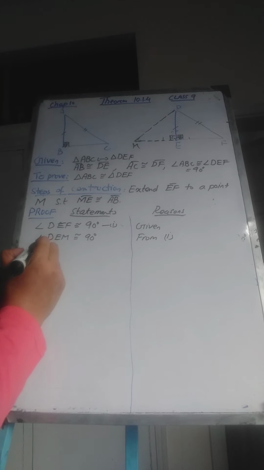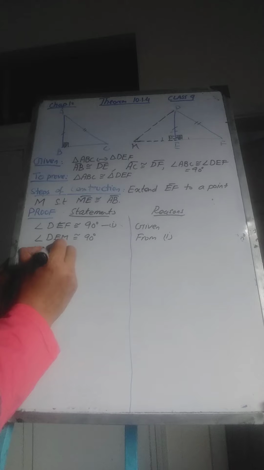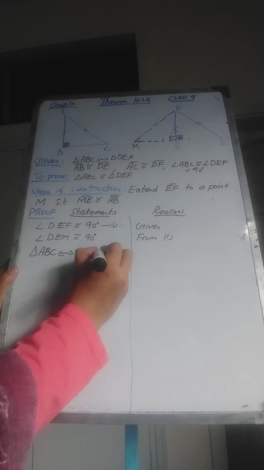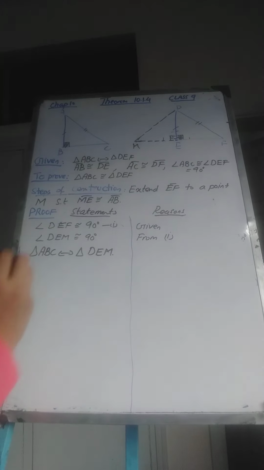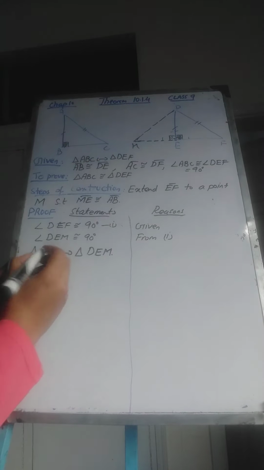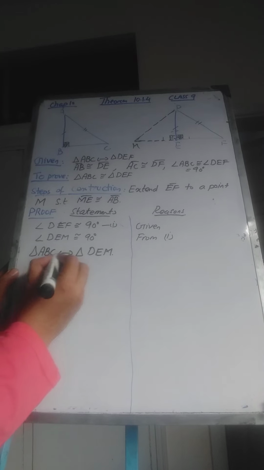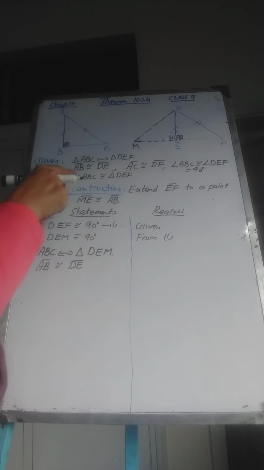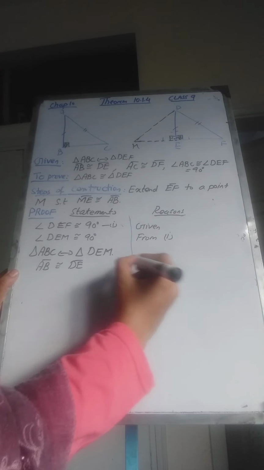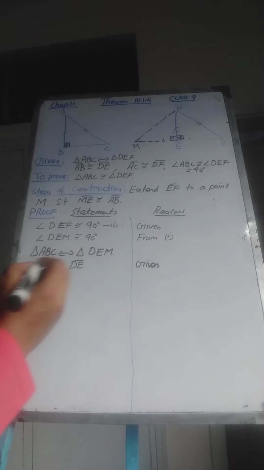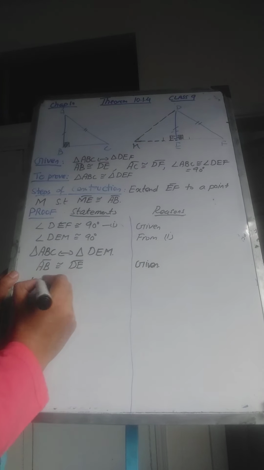Now let us take the correspondence of triangles. Triangle ABC corresponds to triangle DEM. Now in these two triangles, AB is congruent to DE. Side AB is congruent to side DE. This was given to us, AB congruent to DE.